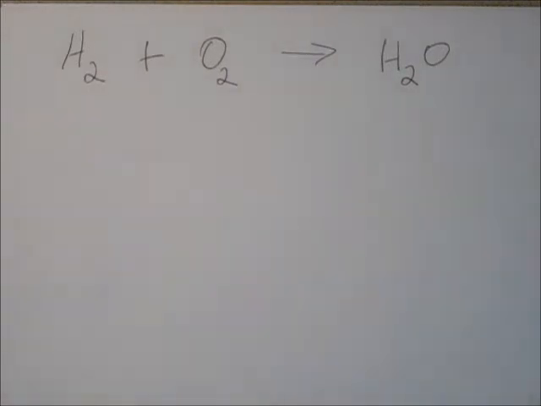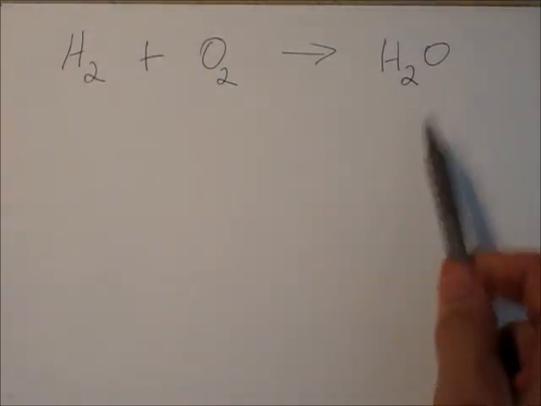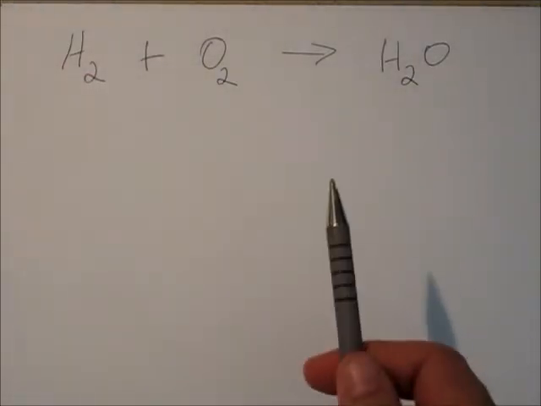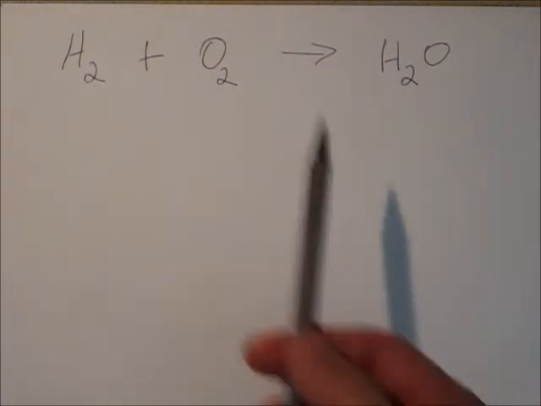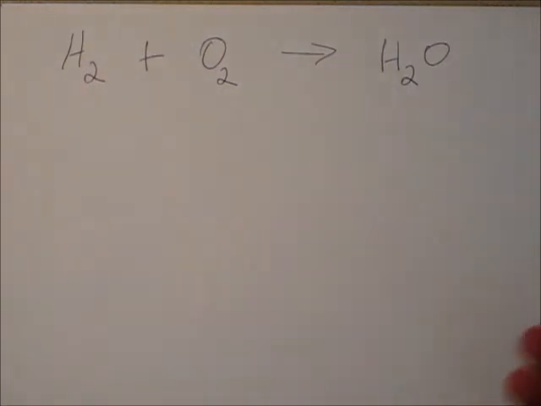Now this equation is not too bad at this point. It's telling you what the reactants are and what the product is. The problem with it is that it's not balanced, and what I mean by that is that it violates the law of conservation of matter or mass. Why am I saying that?